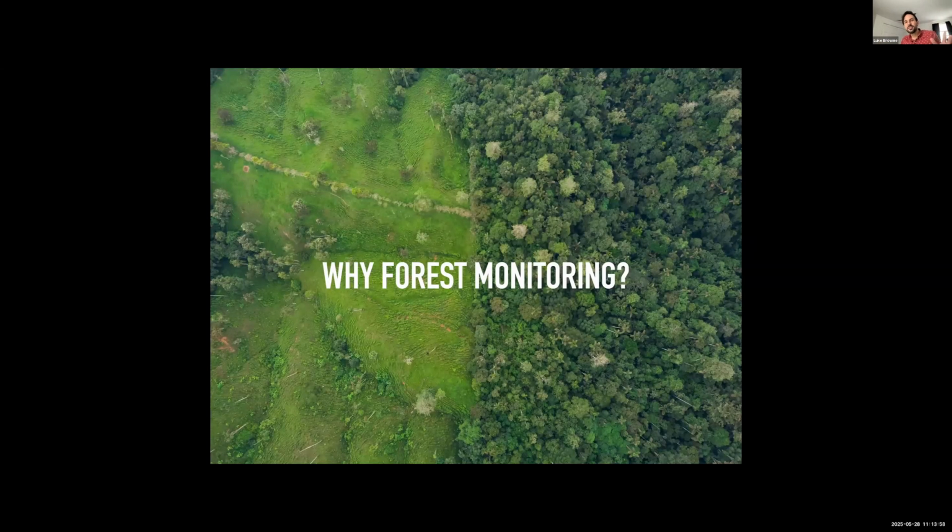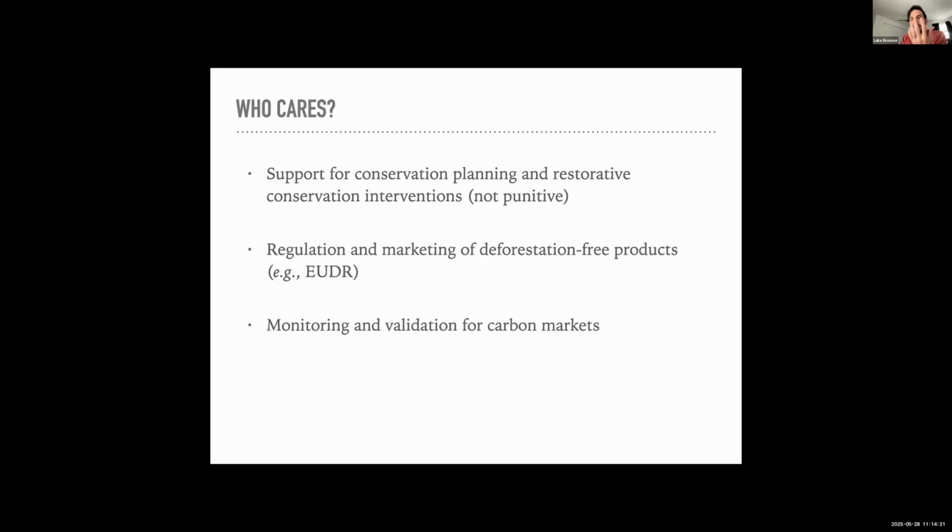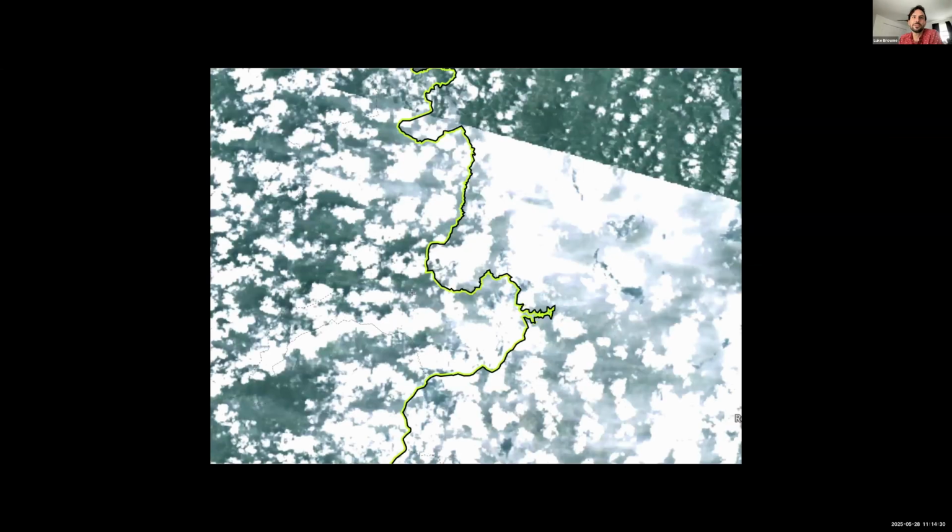So why do we care about forest monitoring? Hopefully I don't need to motivate this too much for this crowd, but I do want to make the case that at least for FCAT, what we're interested in is conservation planning. We're doing a big biodiversity corridor project, and we're looking for areas where we can target restoration and conservation. Also, increasingly, it's becoming important for deforestation-free products and marketing, like the EUDR, and also the carbon markets for validation and monitoring. And then also, we're interested in the scientific impacts on biodiversity. So having an underlying forest cover map is super important for all those things.